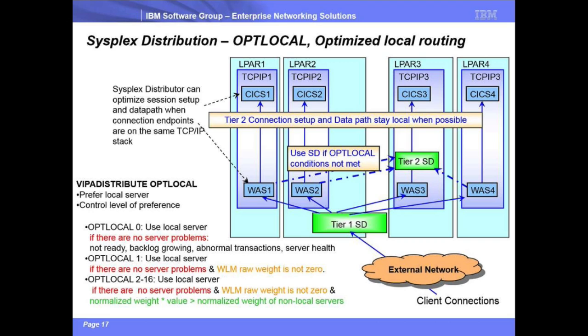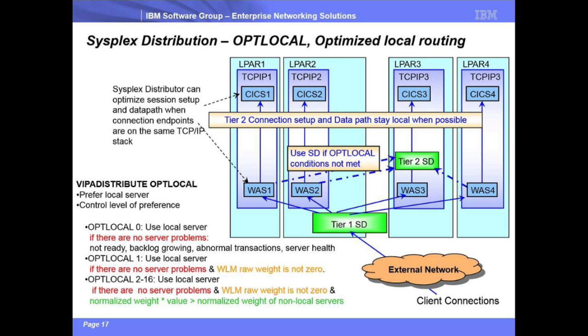If OPTLOCAL 0 is configured, then the local server will be used if there are no problems with the backend server. Again, the server is available, the backlog queue is not growing, and there are no issues with abnormal transactions or server health, then the local server continues to be used. Or if the connection was from WAS1, then the backend tier CIX1 would continue to be used.